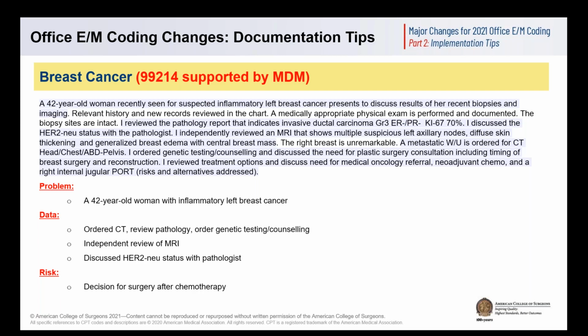So you have a 42-year-old female with a confirmed diagnosis of inflammatory breast cancer. You've ordered scans, you've reviewed her pathology, you've ordered genetic testing, you independently reviewed her MRI, you discussed her HER2 status with the pathologist, you discuss her status with a medical oncologist and a plastic surgeon. You map out her further treatment plan. Next slide, please.